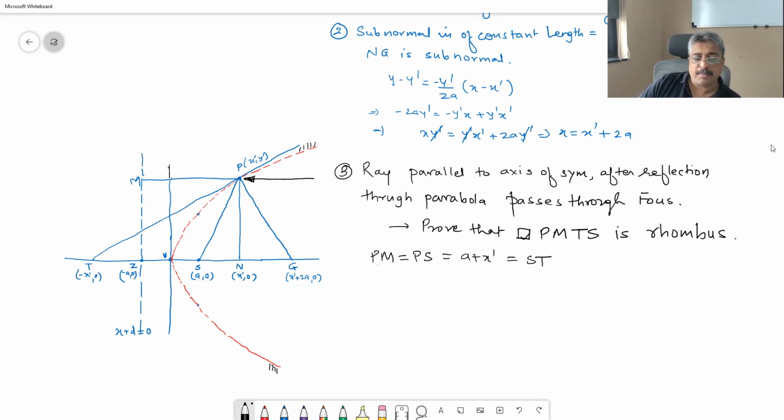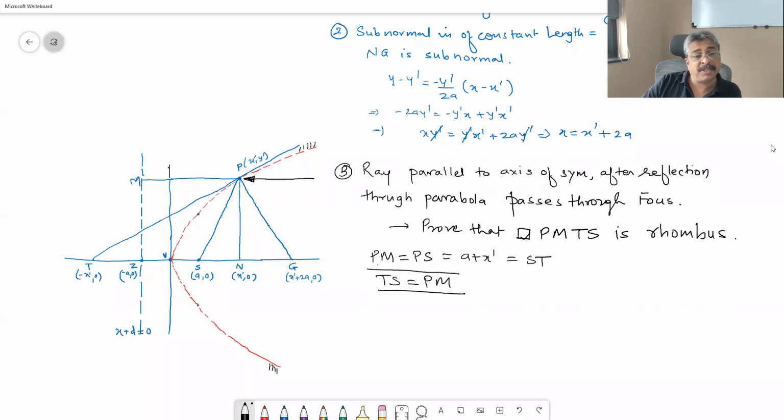That means it is a parallelogram. Yes, now I can say, because TS is equal to PM, by the seventh property of parallelogram, which is if one pair of opposite sides is congruent and parallel, it is a parallelogram. PMTS is a parallelogram and its three sides are equal, therefore it is a rhombus.